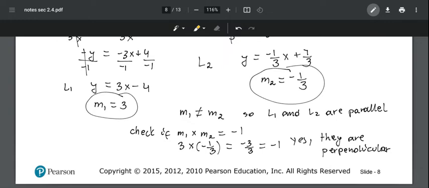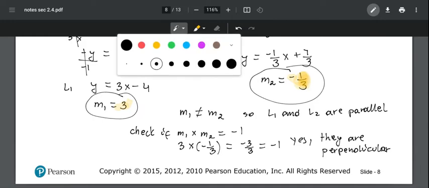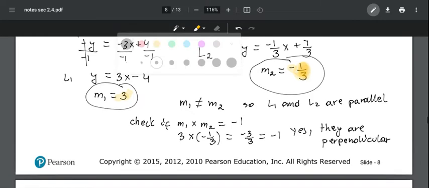So those two equations are perpendicular because the product of the slopes is equal to negative 1, and we can quickly notice that the reciprocal of 3 is 1/3, and both slopes have different signs. One slope is negative, the other is positive. So they must be perpendicular.